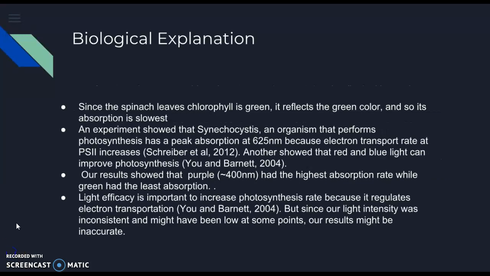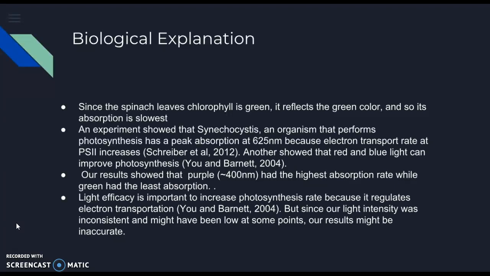Logical explanation. So our reasoning behind our results is that first, since spinach leaves are green because they have green chlorophyll, they reflected the green color while they absorbed other colors, and that's why we saw the slowest absorption rate in green. And also a study showed that a photosynthetic organism had a peak absorption at 625 nanometers, which is the red wavelength, because electron transport rate at photosystem 2 increases with wavelength.